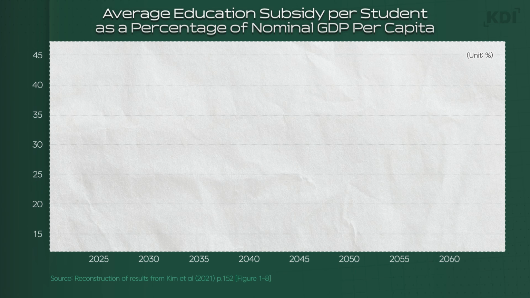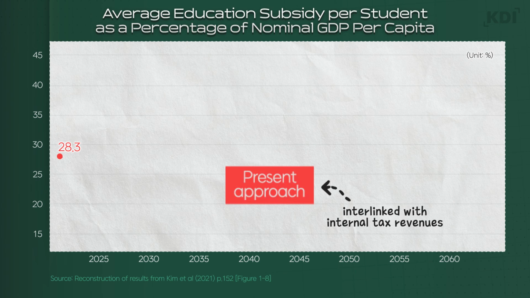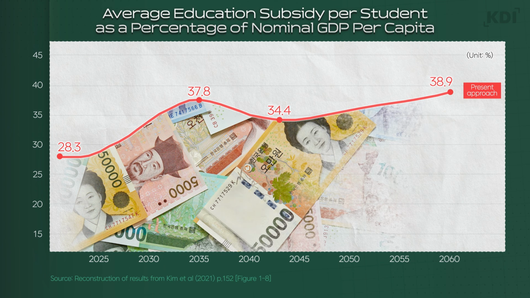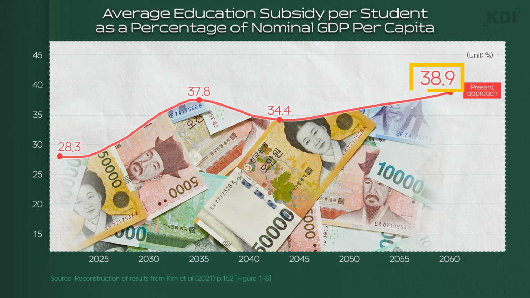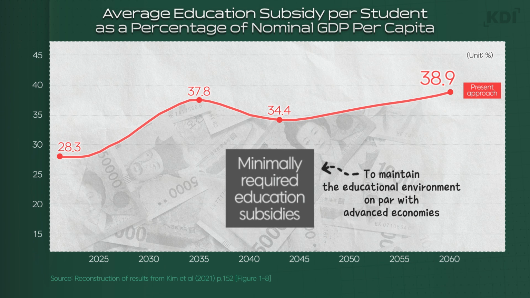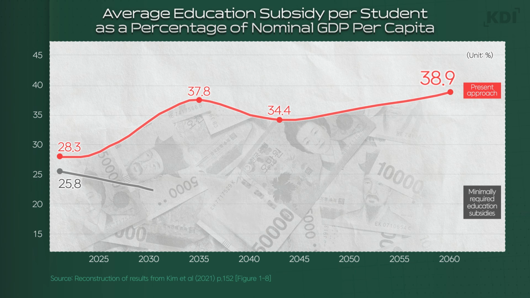Under the present approach, in 2060, the average education subsidy per student will be nearly 39% of nominal GDP per capita. For Korea to maintain its educational environment level of G20 countries with a better educational environment than Korea as of 2018, it is estimated that the minimally required education subsidy per 6 to 17 years old student should be about 21% of nominal GDP per capita.